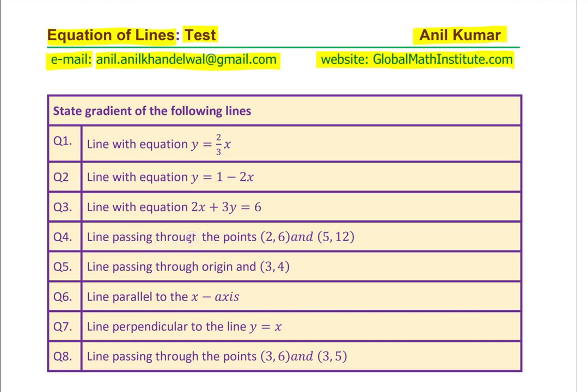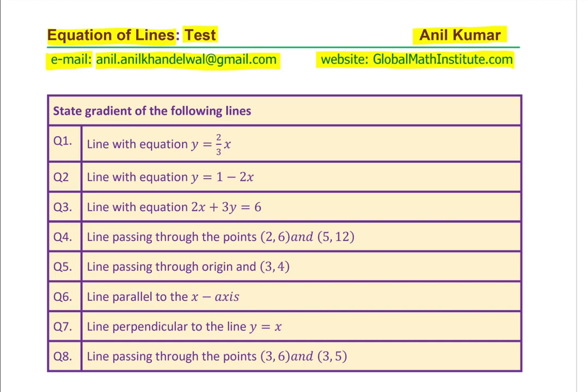Question 4, line passing through 2 points which are (2, 6) and (5, 12). Line passing through origin and (3, 4). Line parallel to x-axis. Line perpendicular to y equals x, and line passing through the given points. So that gives you a good idea about how to find the gradient.